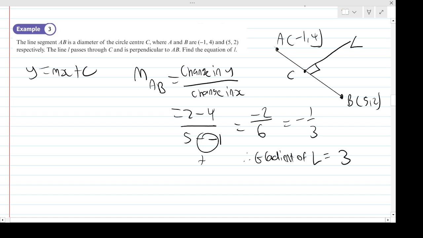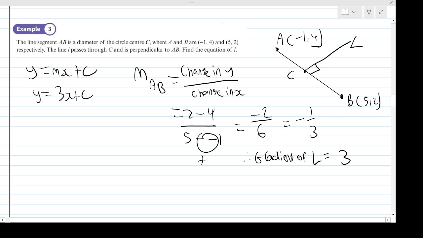And remember, you can always check your answer with perpendicular gradients, because if we times minus a third times 3, you should always get minus 1. And indeed we do. So for perpendicular lines, the gradients should give minus 1 if you times them together, which we do here. Cool. So that's a gradient, so we can start to fill in our equation of the line. So y is now 3x plus c, where m's our gradient, remember. So now we need to find c.